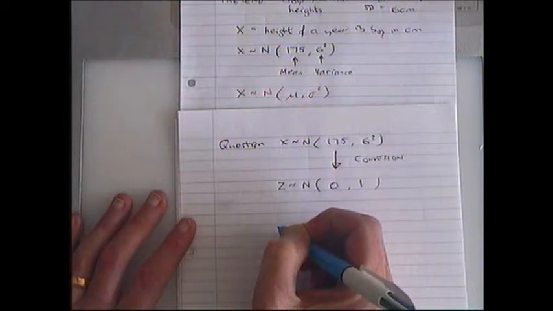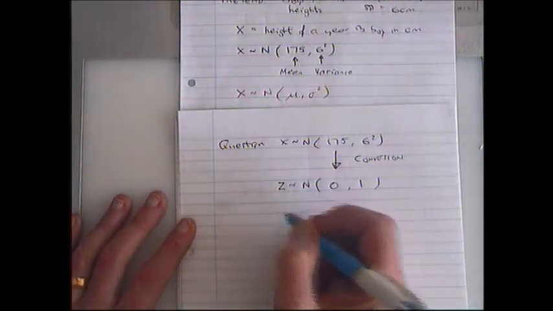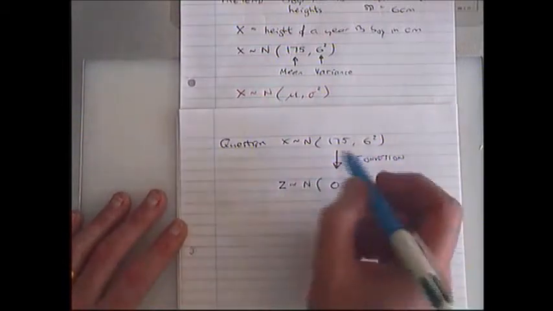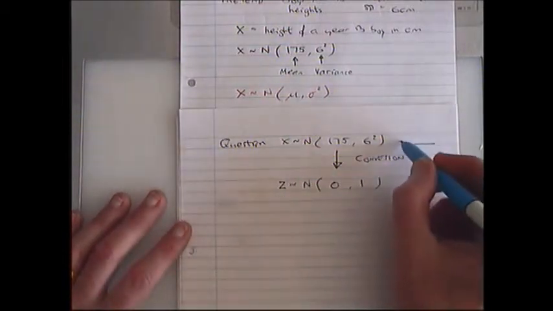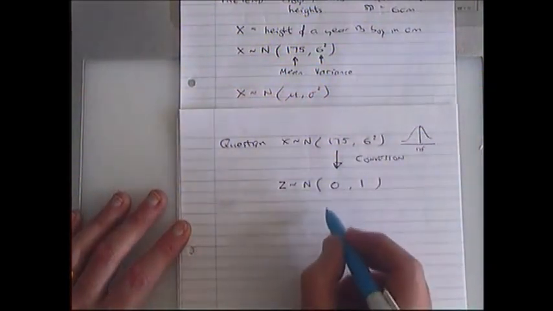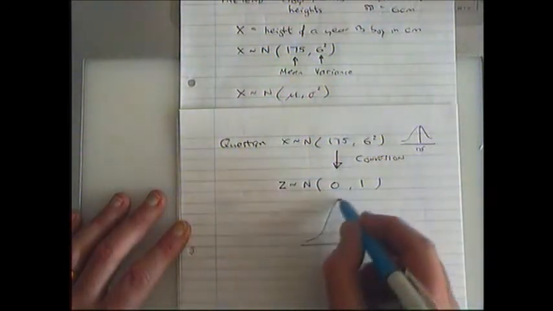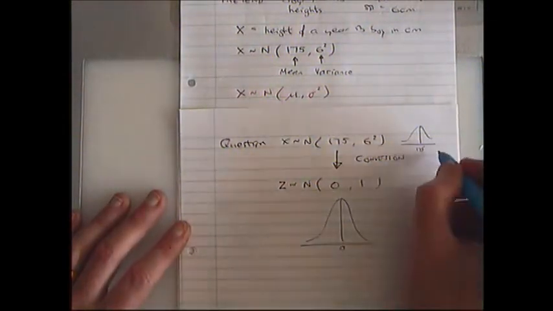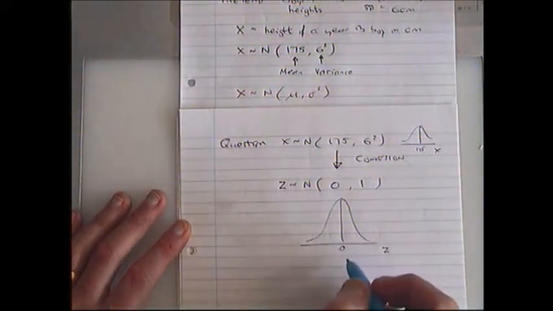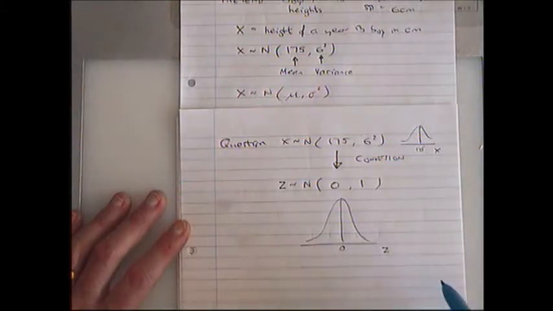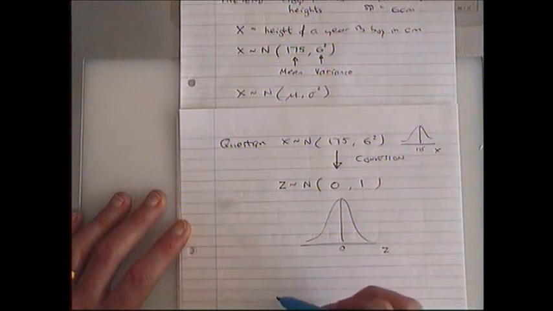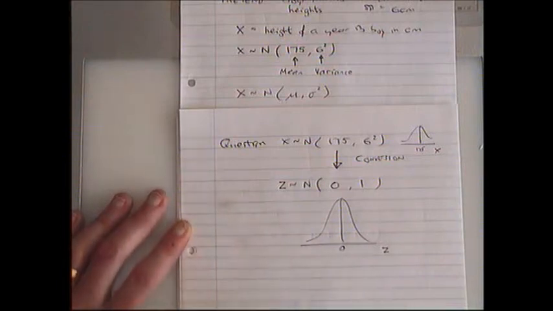How did you get a mean of 0? Just the region on the side of an axis as well. That would be correct, yes. So this one up here would have been centred on 175. This one down here will be centred on 0. That was an x scale. This is a z scale. It will be centred on 0, that's correct. What do we do to x to make it into z? That is the key thing.